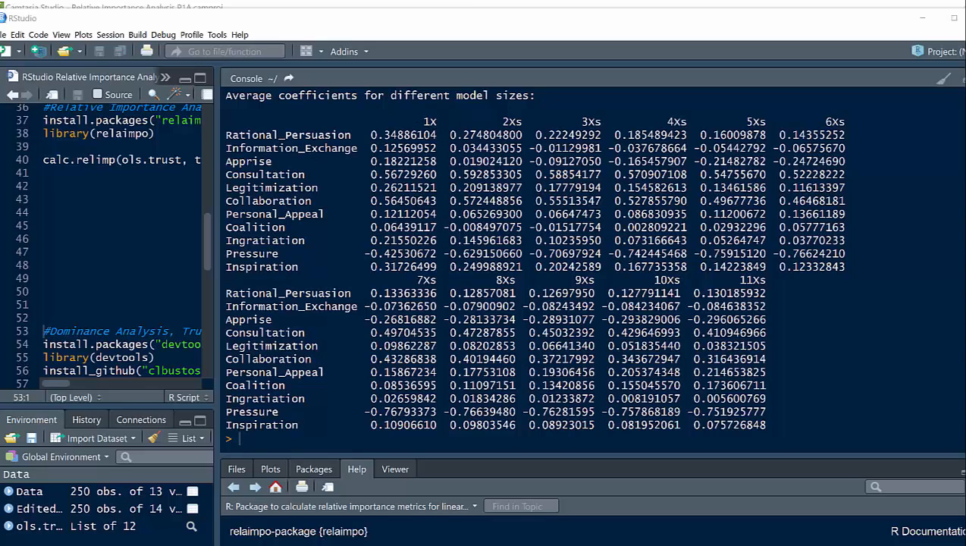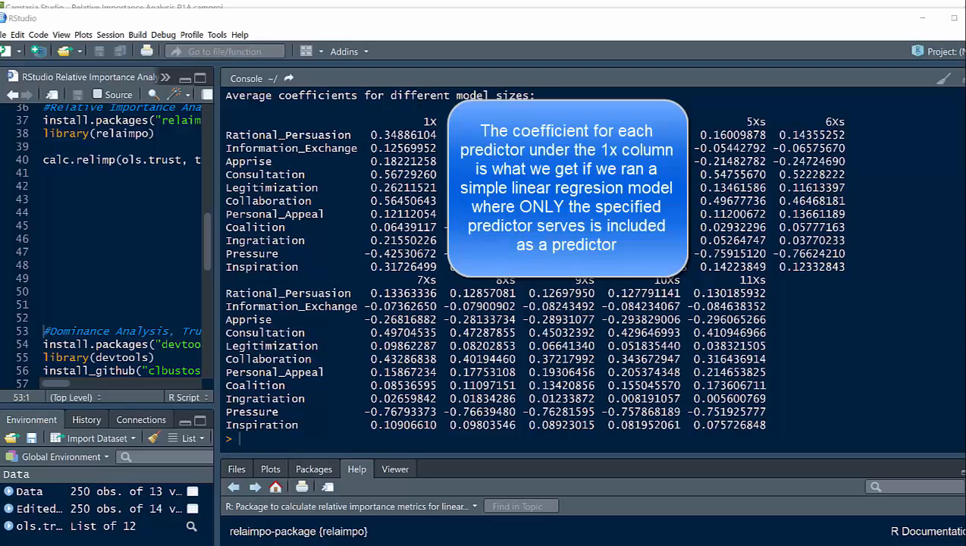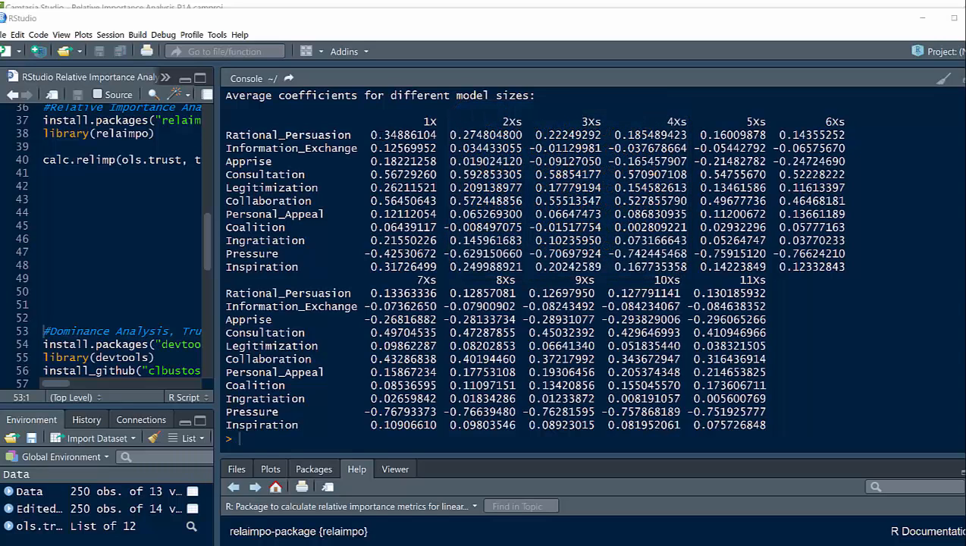What the 1x is telling us is what the coefficient for rational persuasion would be if it was the only variable entered into the model. If we wanted to replicate these results, we could just run a series of simple regression analyses. We'd only have one predictor in the model at a time.